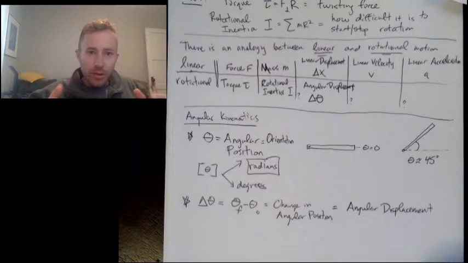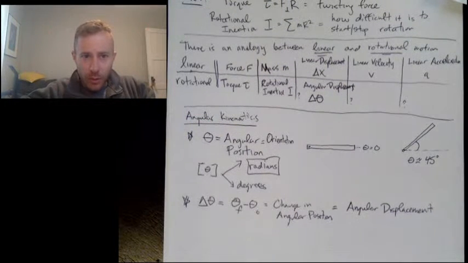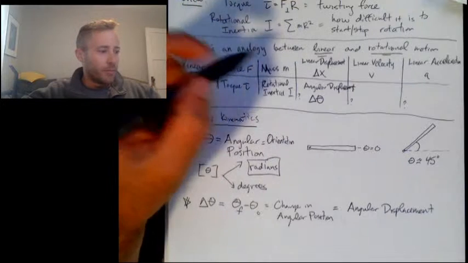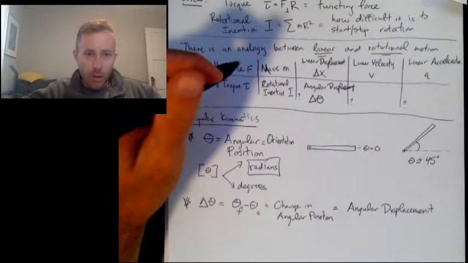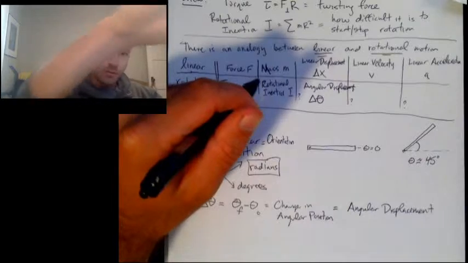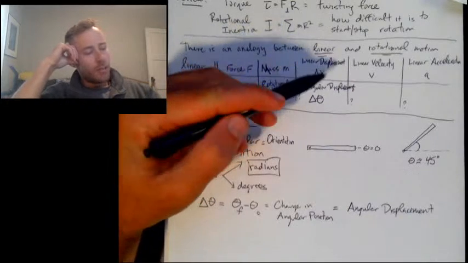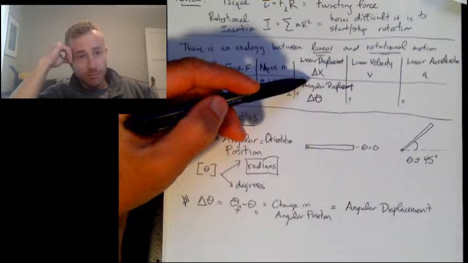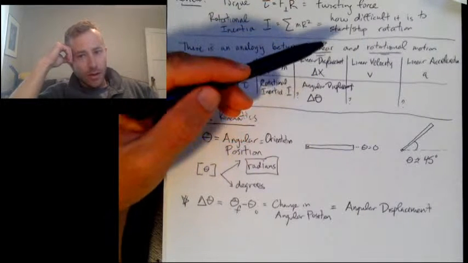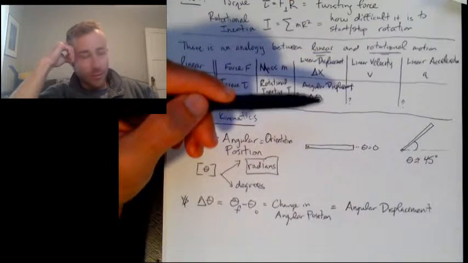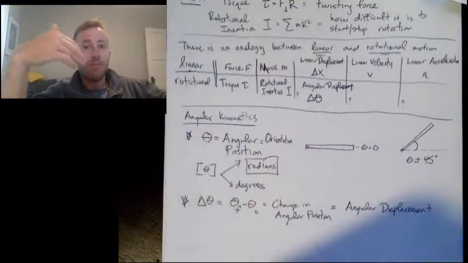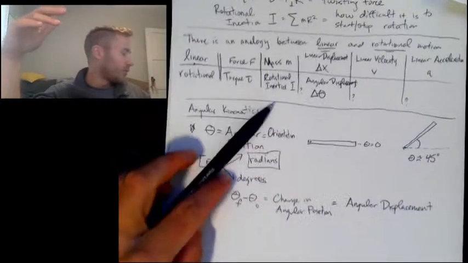If we were doing a problem where we were 100% focused on rotations, then we would just call it the displacement. If we were doing a problem where it was 100% about a car moving from point A to point B, we would talk about displacement, and that would mean delta x. So if it's clear, we can just say displacement, and that might mean delta x or it might mean delta theta.